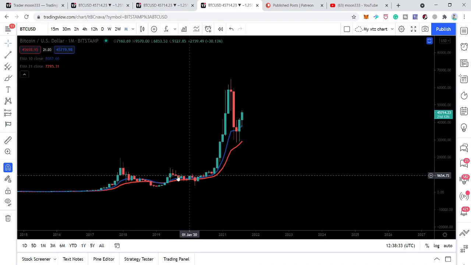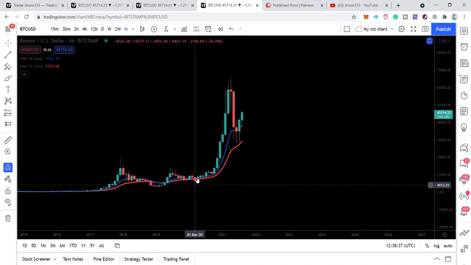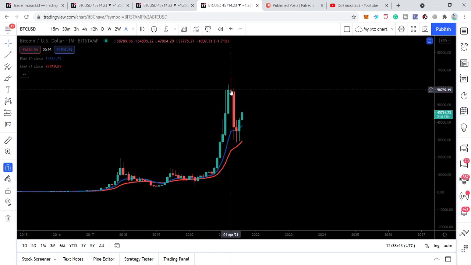Previously the price action did the same, and after testing both this EMA 10 and 21, the price action rallied very well from $3,850 to $64,895. But this is not enough. Let me show you another indicator.